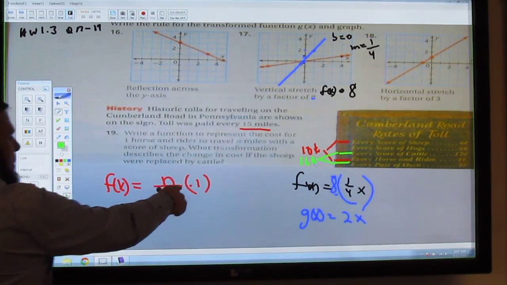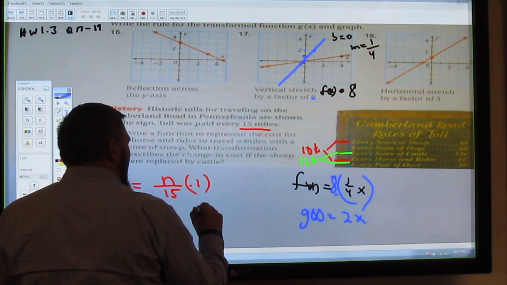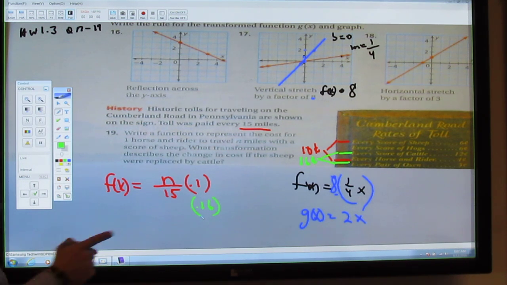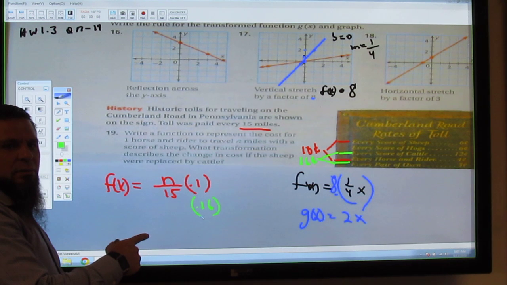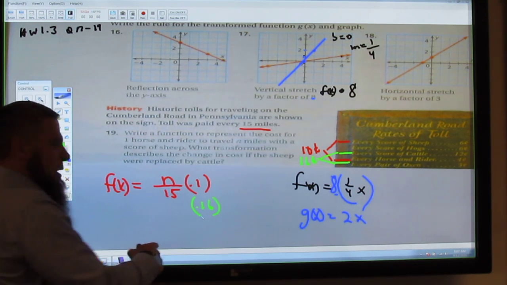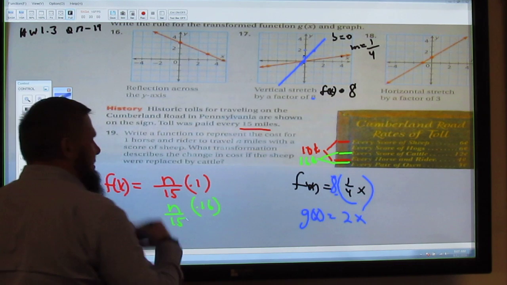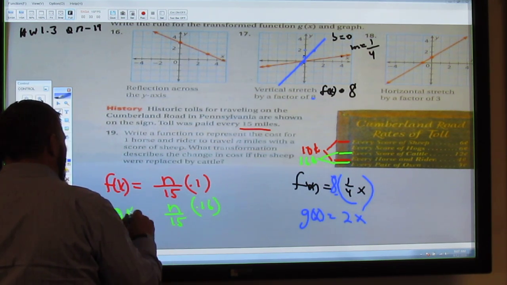So we put it as 0.1 here, and we could put 0.16 here. And the only thing that changed was our multiplier. Everything else stays the same. It's still going to be n over 15, because it's per 15 miles. Okay? And that's our g of x.